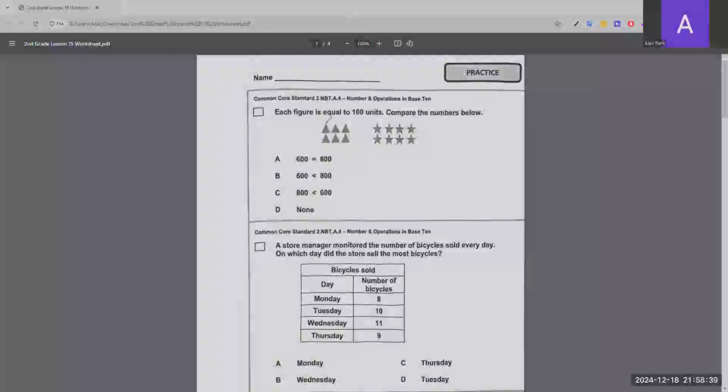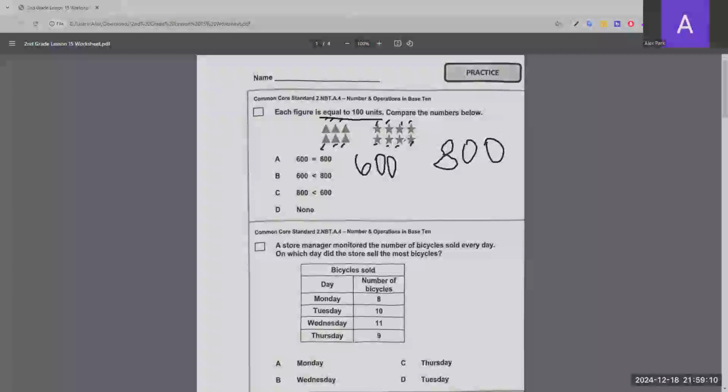So there's 1, 2, 3, 4, 5, 6 triangles. And there's 1, 2, 3, 4, 5, 6, 7, 8 stars. But it says each figure is equal to 100 units. So that means 6 triangles is 600 units and 8 stars is 800 units.